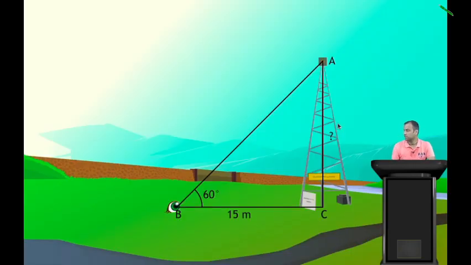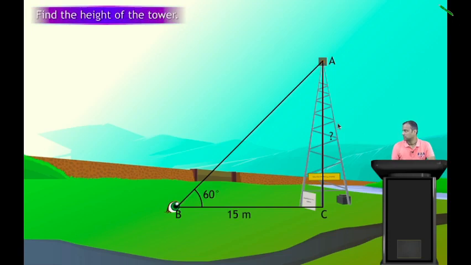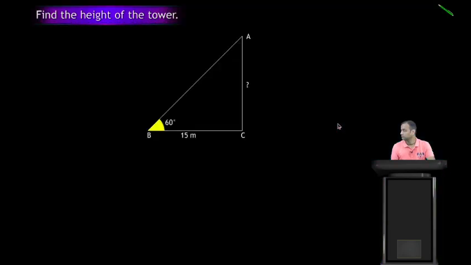And it is making an angle 60 degree. Now there is a question, find the height of the tower. So this is how we can denote this by this diagram. There is a right angle triangle ACB where C is 90 degree, angle B is given 60 degree, and BC is 15. We have to find the value of AC.